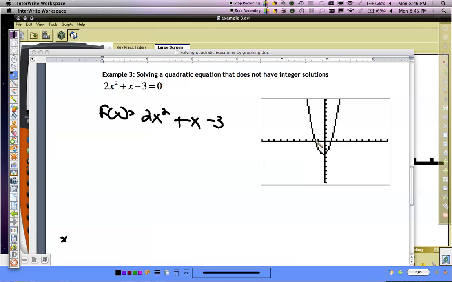And if you can see, the one on the left is not going to hit exactly on an integer, so it's going to be hard for us to verify visually. So what we want to do is graph the function on our calculator, and we'll see if there's a way we can find when this function equals 0.